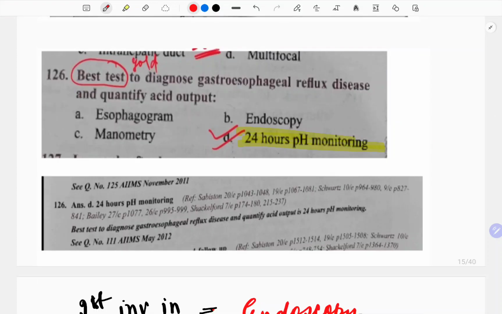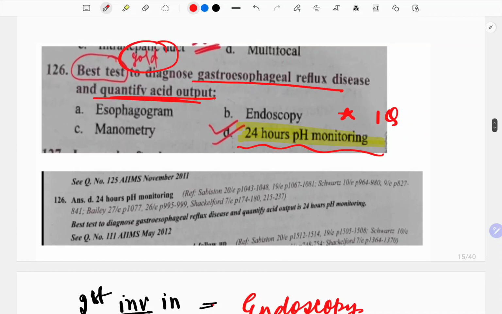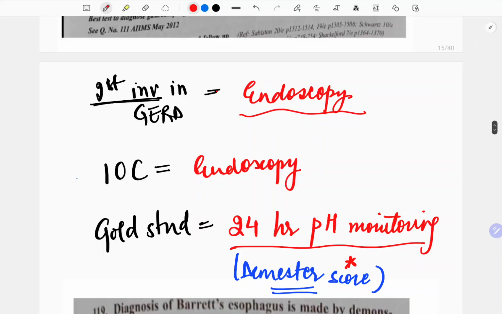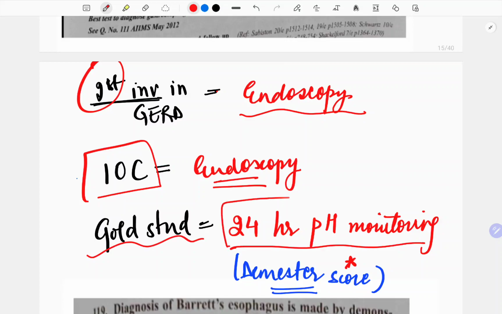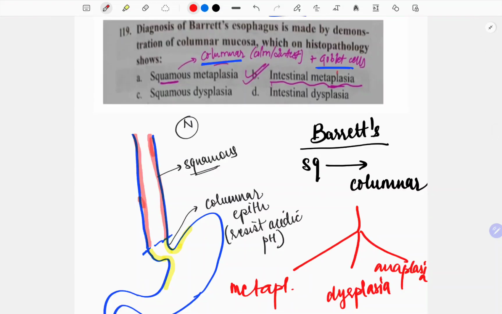Now, the best test. Best means gold standard to diagnose gastroesophageal reflux disease or to quantify the acid output. I just now told you it is 24-hour pH monitoring. In the first question I told you, this is the gold standard test for GERD. Now let's quickly do the investigations for GERD. The first is endoscopy. Investigation of choice is also endoscopy. And the gold standard is 24-hour pH monitoring. Here we look at the pH 5 centimeter above the lower esophageal sphincter and 5 centimeter below it, and we make out the DeMeester score.